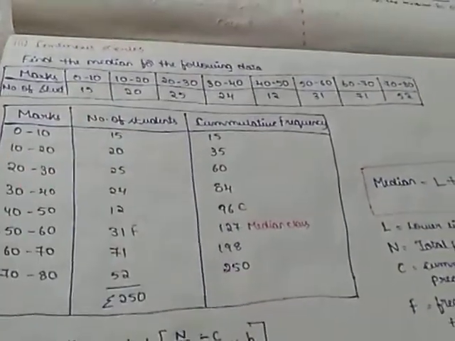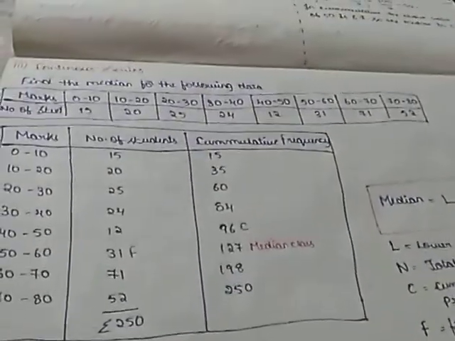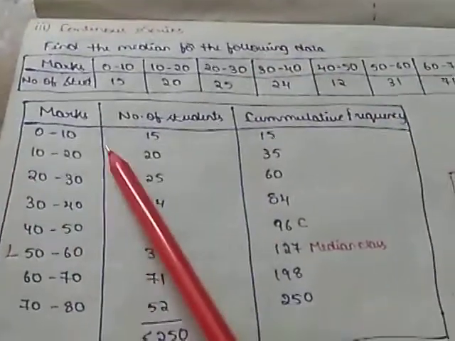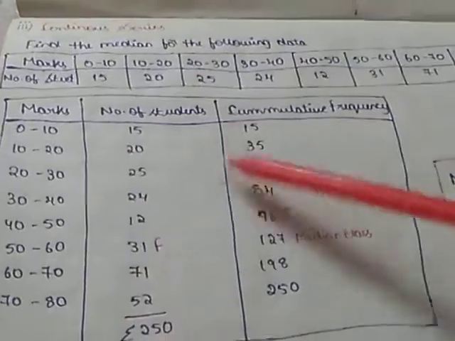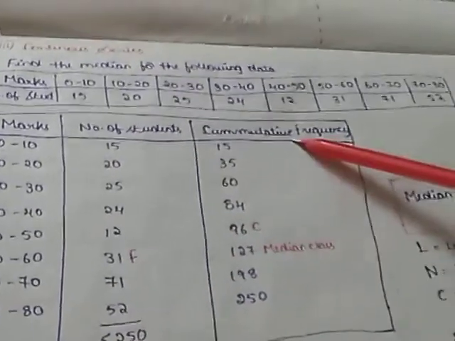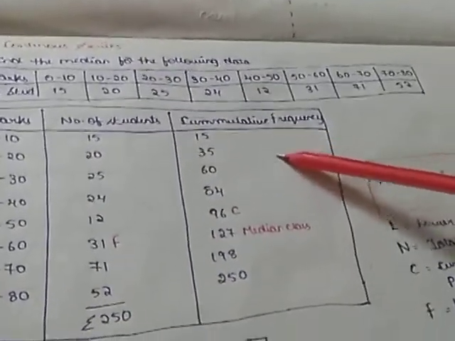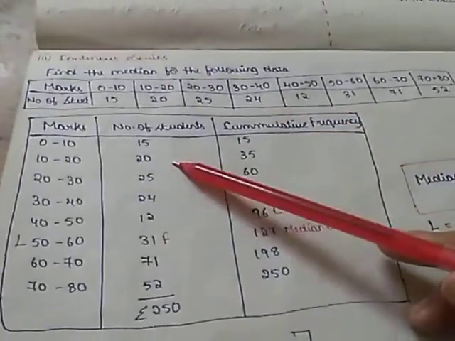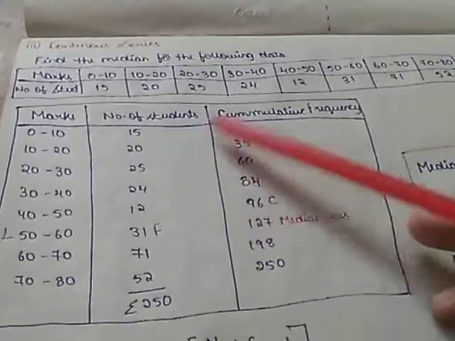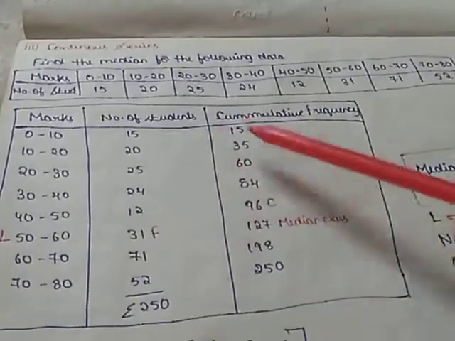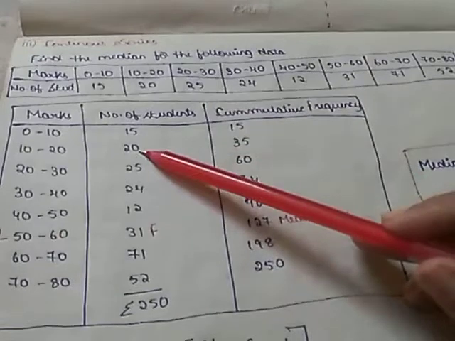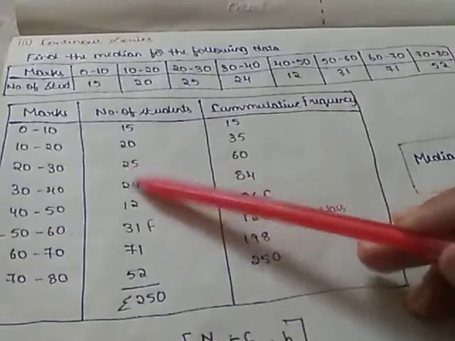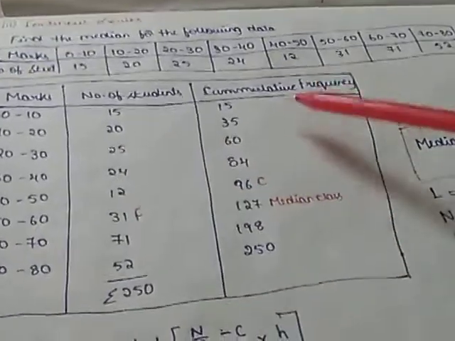So to find the median, these are the class intervals and these are the frequencies. For the median, there will be an extra column, that is cumulative frequency. How to find the cumulative frequency? The first number is as it is. 15 plus 20 is 35. 15 plus 20 plus 25 is 60. 15 plus 20 plus 25 plus 24 is 84. In the same way, you have to find the cumulative frequency.